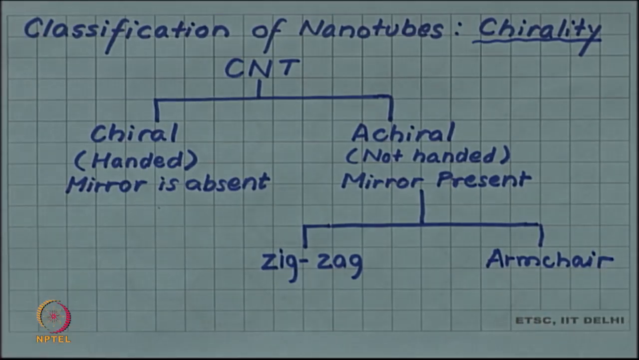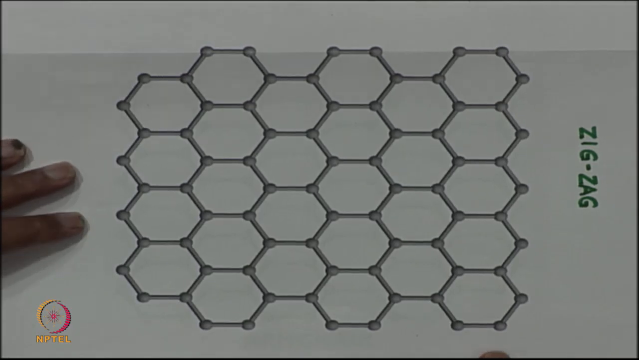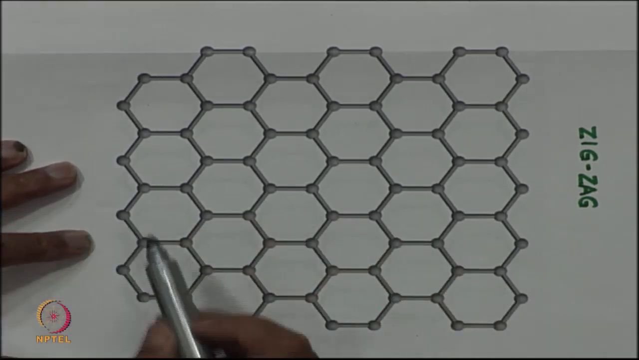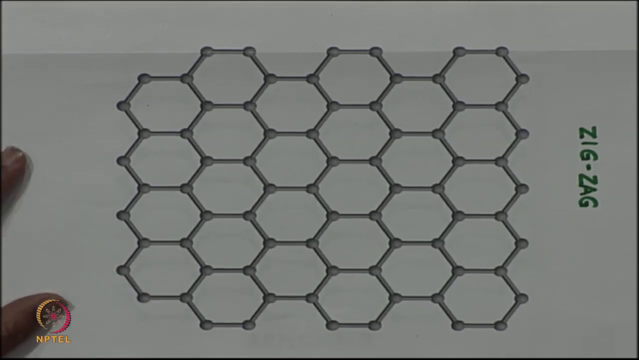So, we will look at this soon, what is the meaning of zigzag and armchair. So, let us try to make a tube out of a graphene sheet. This is a model of a graphene sheet, just the hexagonal rings are drawn, and if I fold it into a tube, I will get a nanotube. To do this, I want to make a zigzag tube and show it to you.